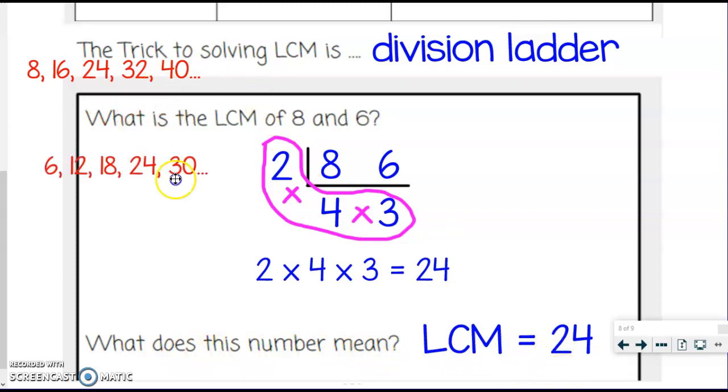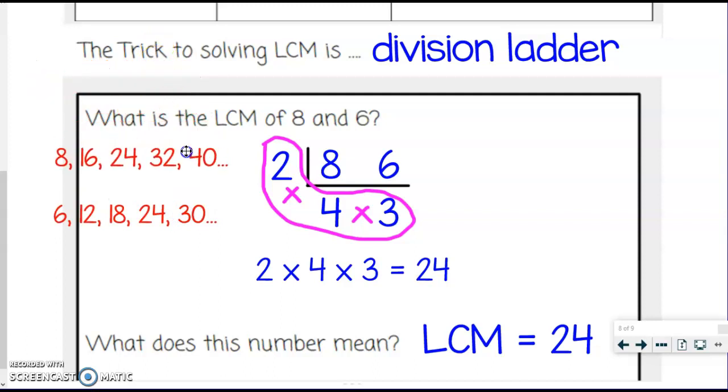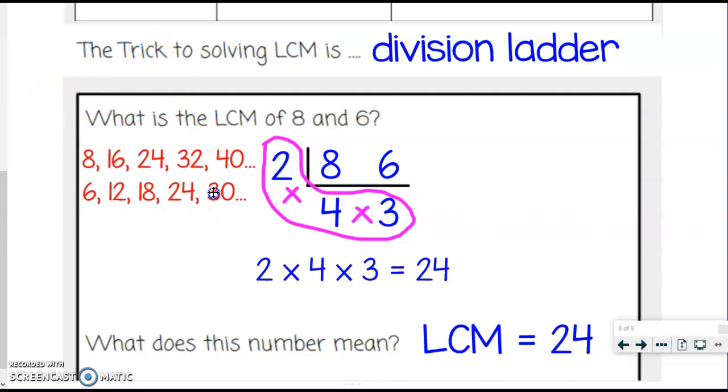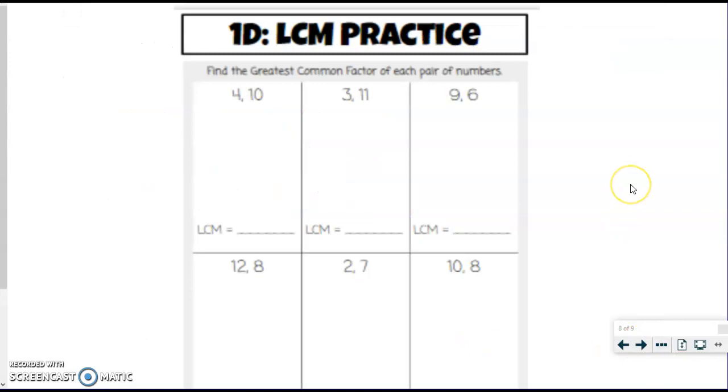Just like when we did it listing our multiples, 24 was the first one, but this way was a lot faster. So we're going to try that moving forward. If you're still not sure, you can always go back and take another look or ask one of us for an example that we can help you with, or you can have us help you at the beginning of this practice. But you need to try and find the least common multiple for each pair of numbers here.